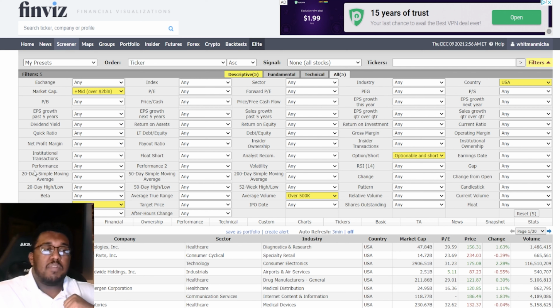I do over 50 because otherwise I feel like I have too many stocks to look at, and my time is very precious. I want to get a move on. Average volume, instead of 100K, we're looking for 500K now. And the last one is you want it to be optionable and shortable.